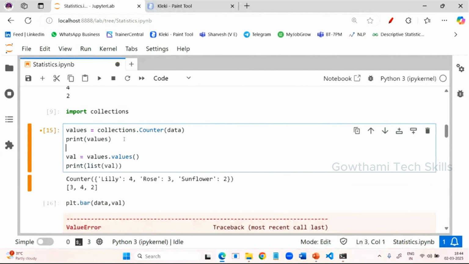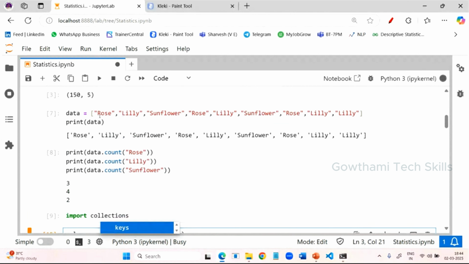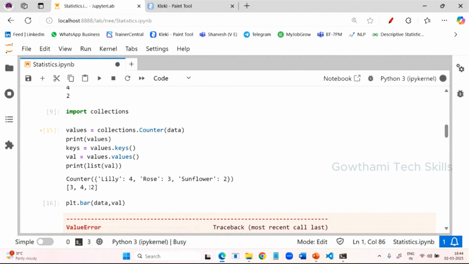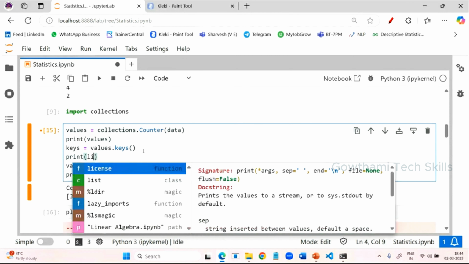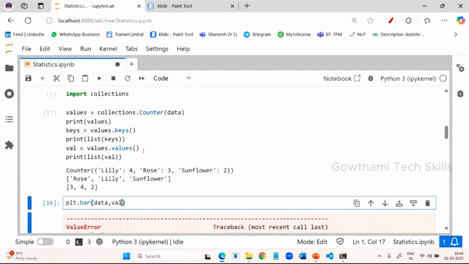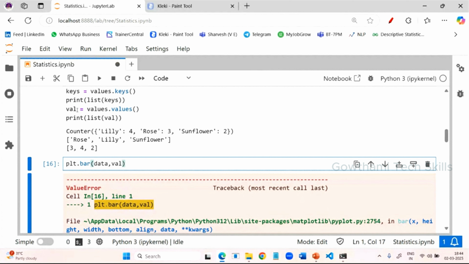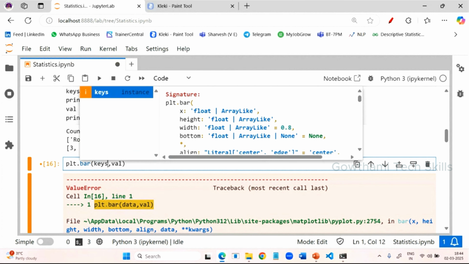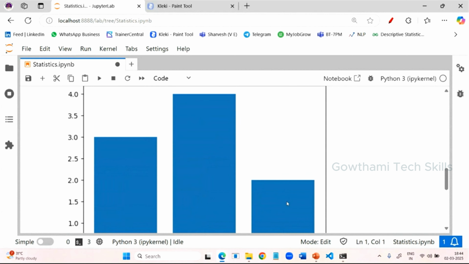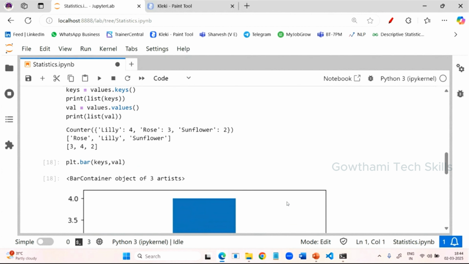Now in the same way, bring the keys also. keys is equal to the values variable, only the keys. Here we have 9 values, but since there are only 3 values, we cannot draw it. So we will bring only those 3, lily, rose, sunflower, only the keys. Convert that to list format and bring only the keys. So now you got these 3 things. Now you plot on these 2 variables, keys and values. Now you can see you got the graph. Correct? Understood what I said?